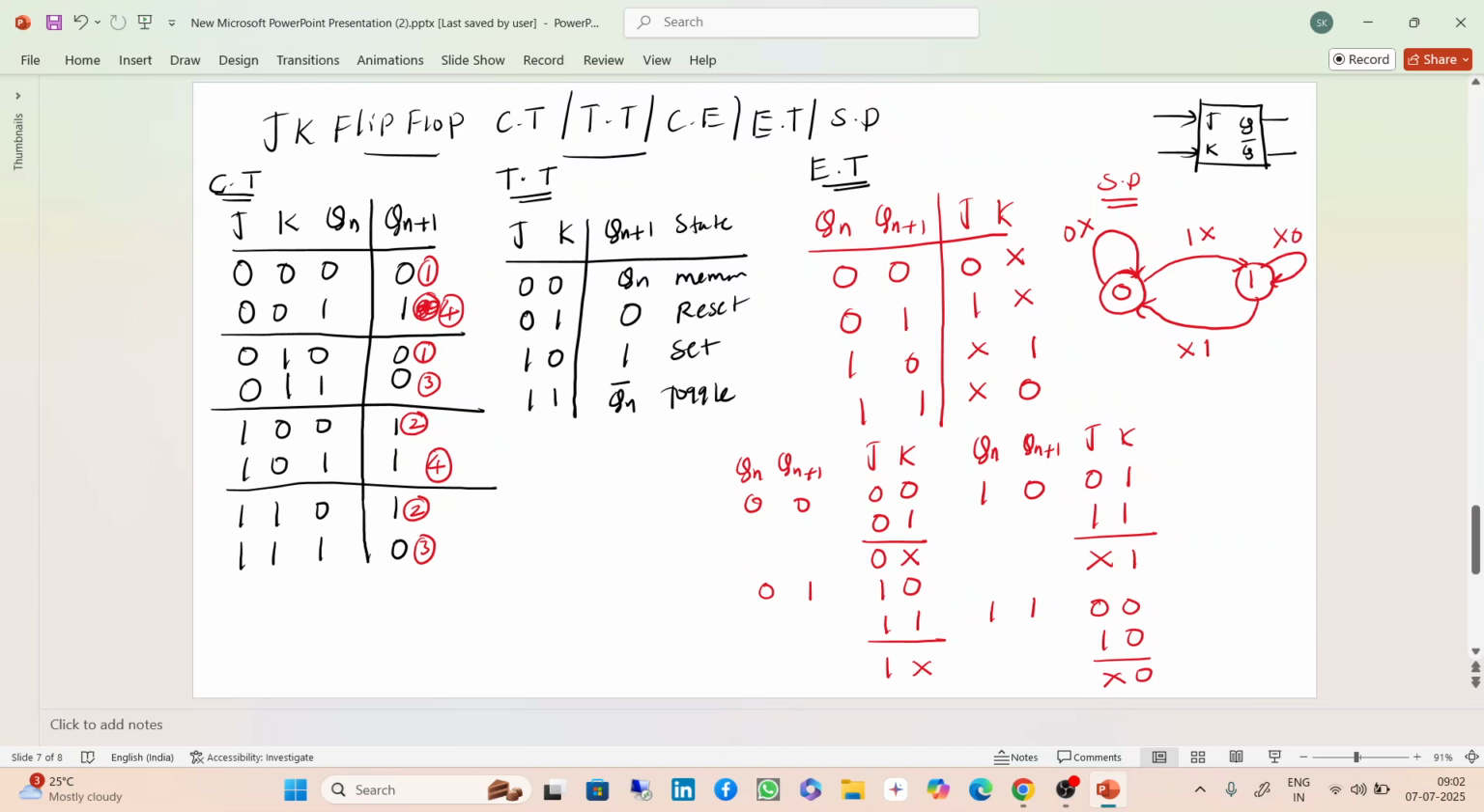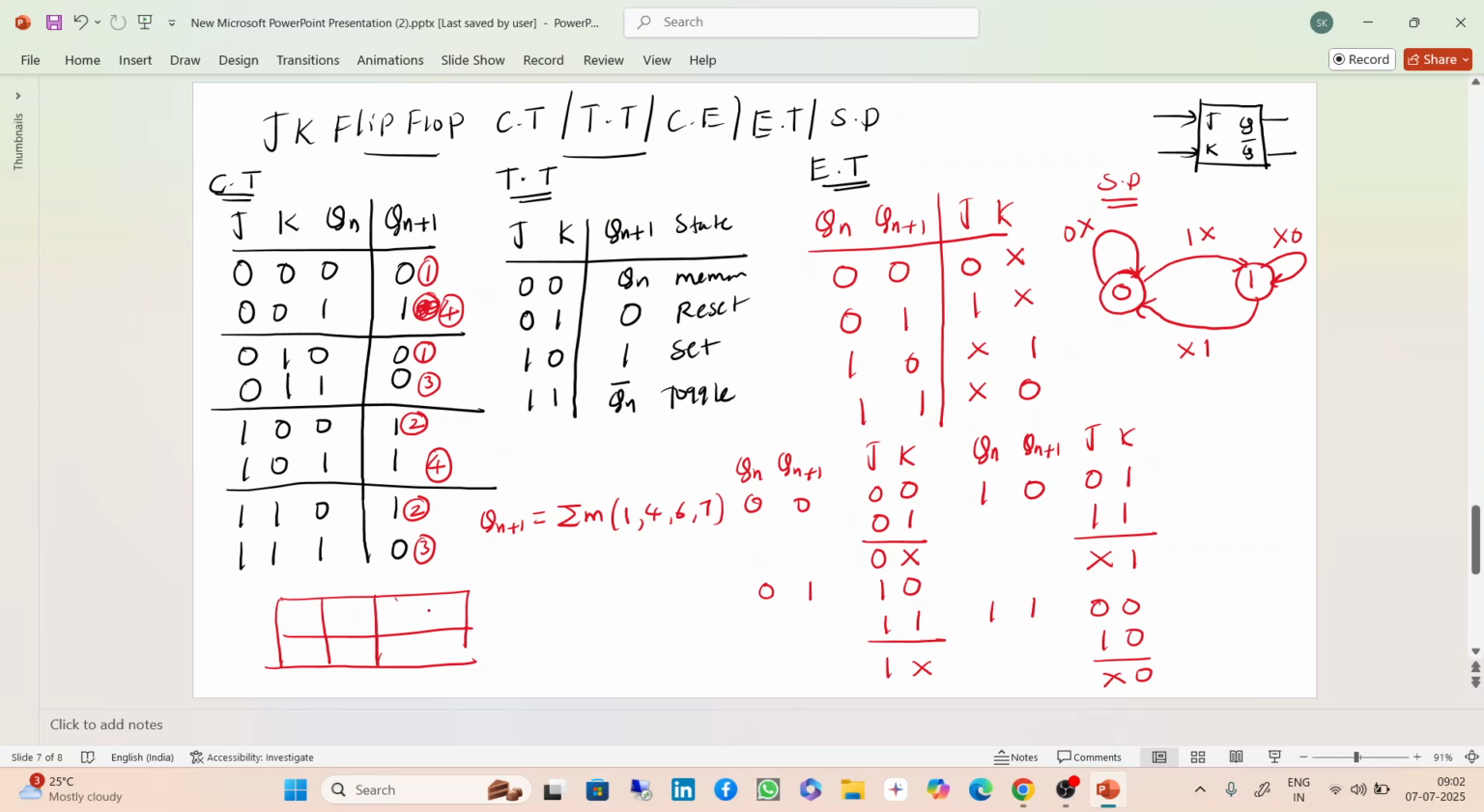How will we get the characteristic equation? From the characteristic table we will get the characteristic equation. So you can write Qn plus 1 equal to summation of m of, tell me the min terms, 1, 4, 5, 6 and 7. So these are the min terms.